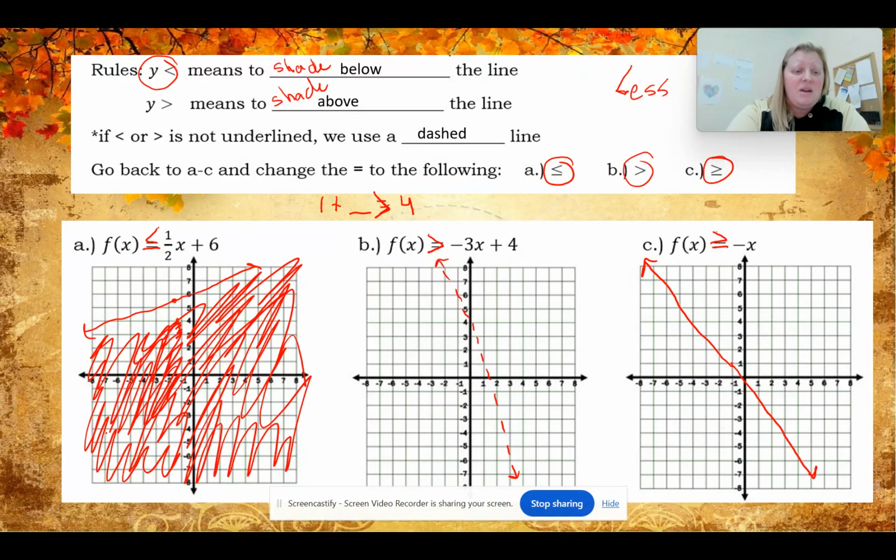And so what that means is that any point in that shaded region will count as a solution. If you plug those numbers in for x and y, it's going to be a true statement. So we'll do the same thing for letter B. We're going to take our pencil and put it in the middle. Now this says greater than, so you're going to raise your pencil up a little bit and start a little fire. And you just let that fire spread.